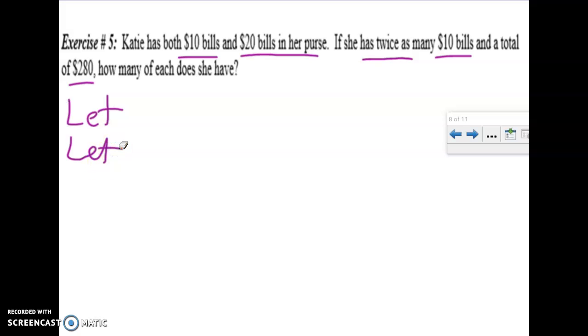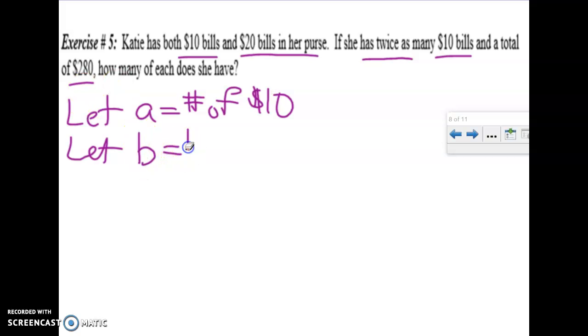This one's kind of tough because 10 and 20 both start with T. Bills, so maybe just keep it simple and go A. And we know how much a $10 bill is. It's that we don't know the number of $10 bills. Okay, so we're looking for that. And the other one, let's use B for the number of $20 bills. So we've defined our two variables that we plan to use to represent this situation.